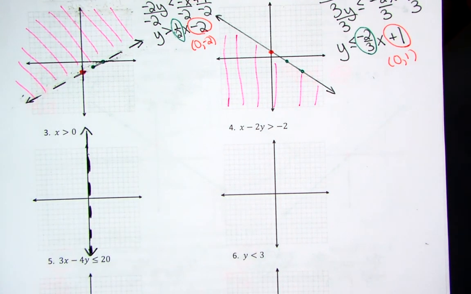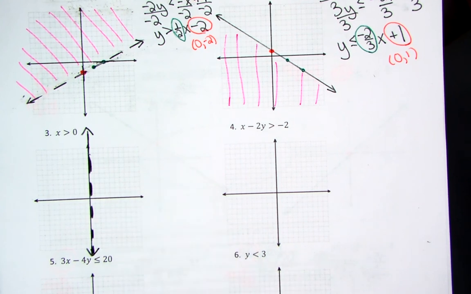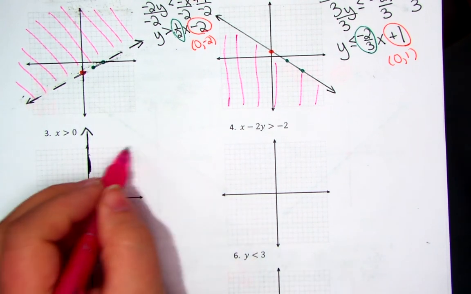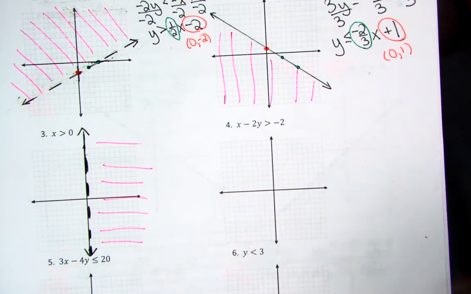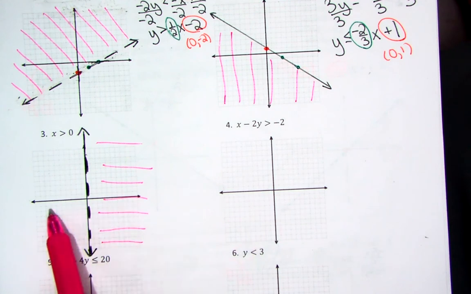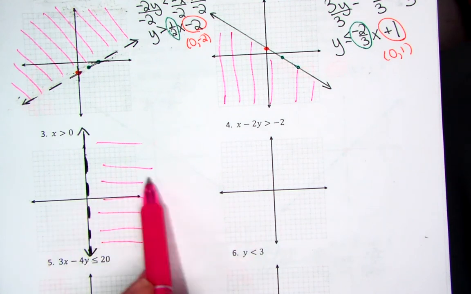Now for the shading. You can pick a point for x, like 5, which would be over here. Is 5 greater than 0? Yes. So I would shade that direction. Or, since the variable, x, is all by itself on the left, it says x is greater than. You need to ask yourself which side has the x's getting bigger. That's this side.